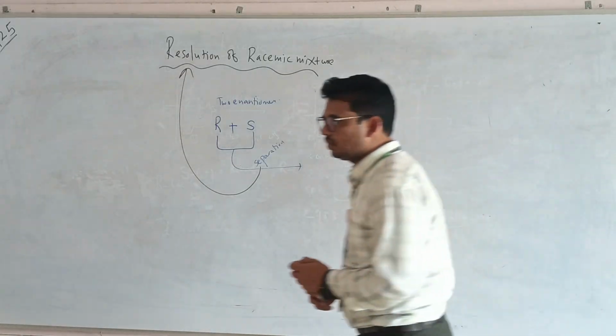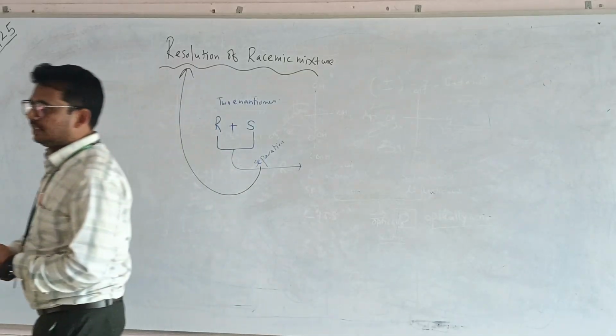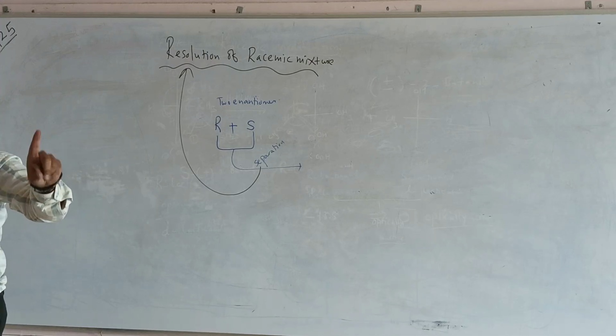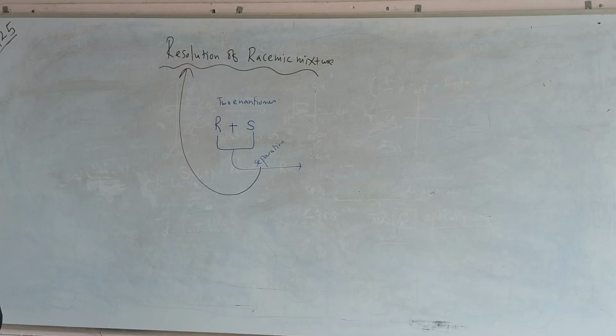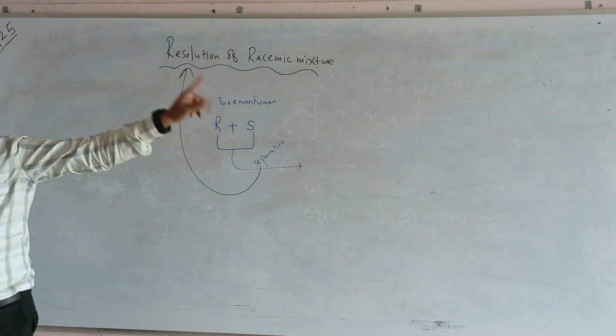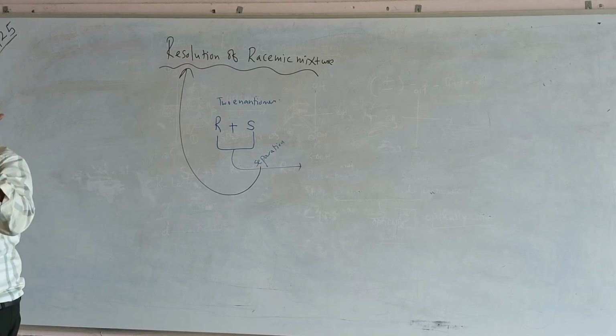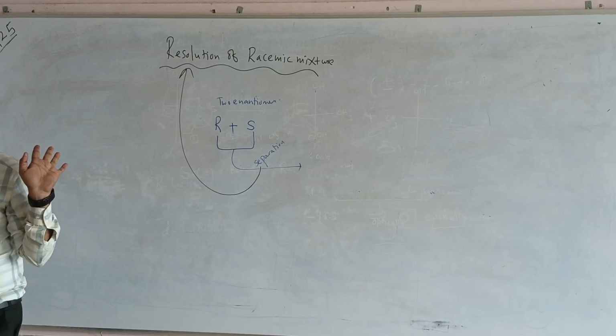Resolution means what, you understood now? Separation of one of the enantiomers from the two enantiomers, or separation of one of the enantiomers from the racemic mixture. What is it called? Resolution of a racemic mixture. Resolution is nothing but separation of one of the enantiomers. I think this much you understood.